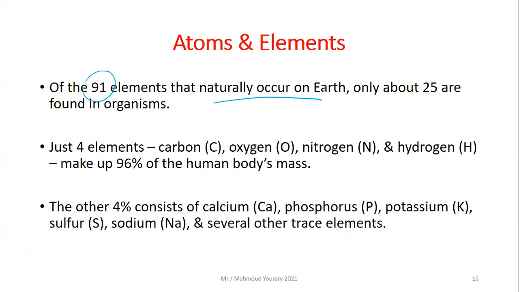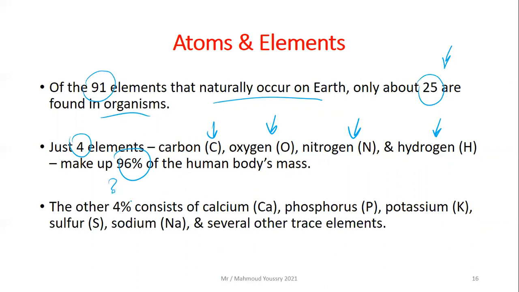Okay. We have 91 elements that occur naturally on Earth. Out of these 91 elements, only about 25 are found in organisms. So 25 elements are found in the bodies of living organisms. 4 of these elements make up 96% of the human body mass. Just 4 elements, which are carbon, oxygen, nitrogen, and hydrogen. Carbon, oxygen, nitrogen, and hydrogen make up 96% of the human body mass.